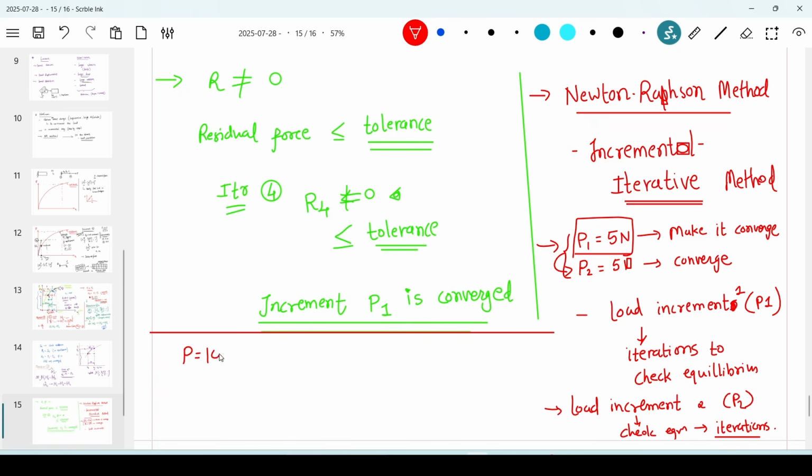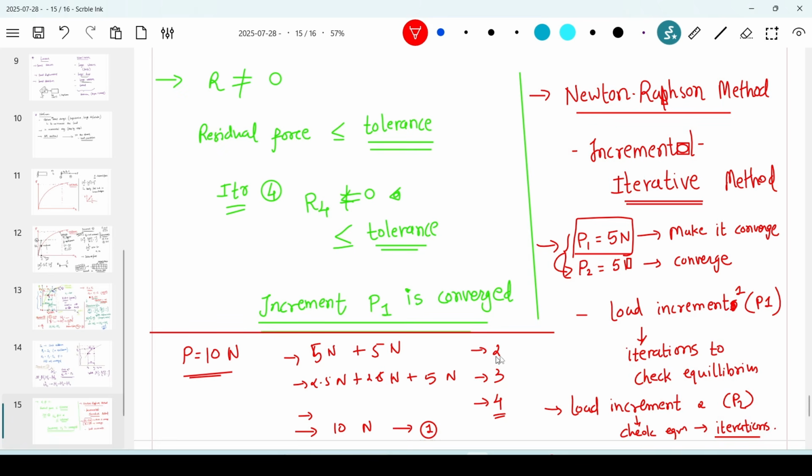You might have asked questions: I have a full 10 Newton load, how should I go? Whether 5 Newton plus 5 Newton, or 2.5 Newton plus 2.5 Newton plus 5 Newton, like this, or four load increments, or 10 Newton altogether, only one increment. Whatever you do, everything is okay. The only thing is that the load has to be in equilibrium with the internal force.